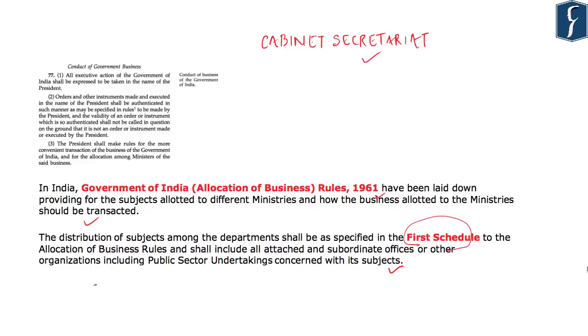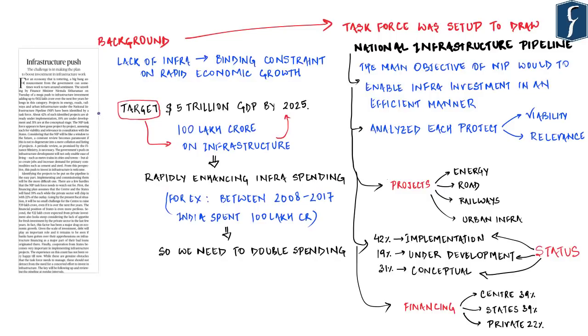Let's now move on to the next news. This article appears on page number 10 and it talks about the infrastructure push given by the current government at the center. There are two key terms which have been used in this particular article. The first is National Infrastructure Pipeline and the second is the constitution of the task force to identify the projects to be implemented under National Infrastructure Pipeline.